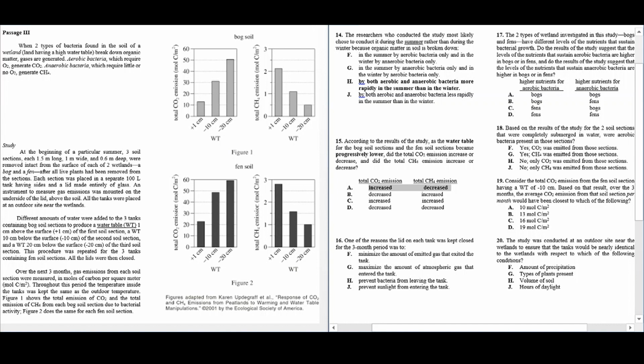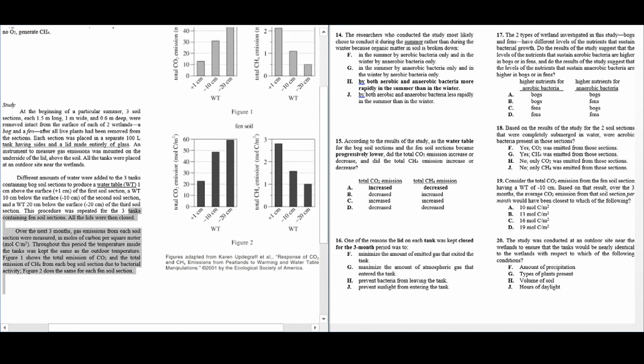One of the reasons the lid on each tank was kept closed for the 3-month period was to, so we see the word lid as a keyword, tank, and then closed for 3 months. So let's look at the passage to see what we can learn about these. We see the word lid here and tank, talking about how the tank had a lid made of glass, but nothing about being closed. We continue reading. We see tank, lids closed for 3 months. And right after it talks about how the gas emissions were measured during those 3 months.